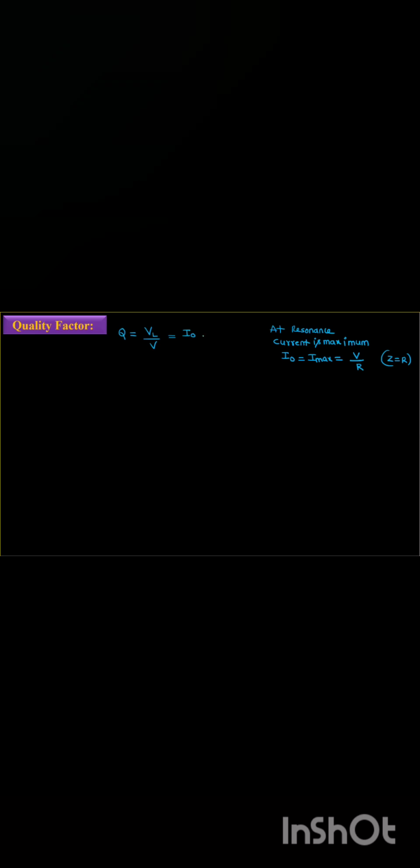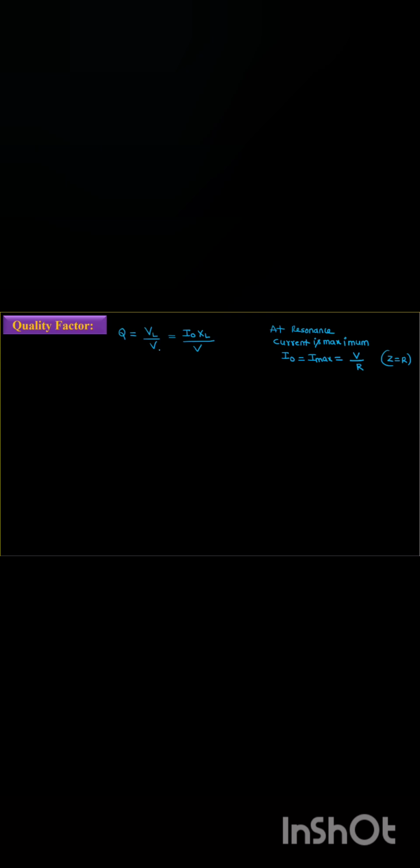Then shall I write like this? VL equals, we know that at resonance condition, current is maximum. At resonance, current is maximum. Let that maximum current be I naught, equal to I max. At resonance condition, what is the current? V by R, because Z equals R. At resonance condition, Z equals R. I am writing Q equals I naught into XL by V.